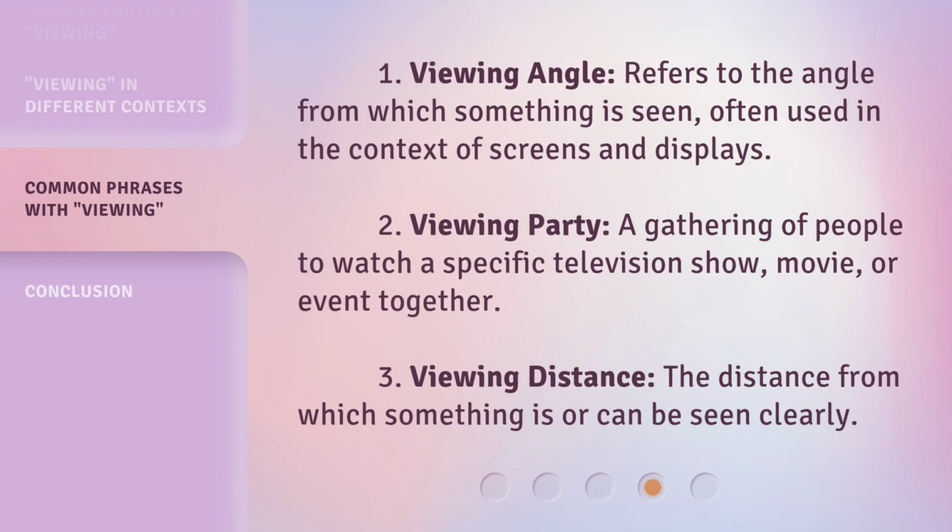1. Viewing angle. Refers to the angle from which something is seen, often used in the context of screens and displays. 2. Viewing party. A gathering of people to watch a specific television show, movie, or event together. 3. Viewing distance. The distance from which something is or can be seen clearly.